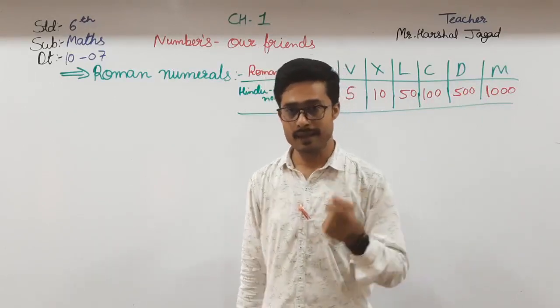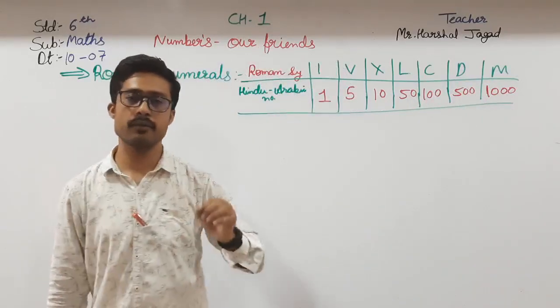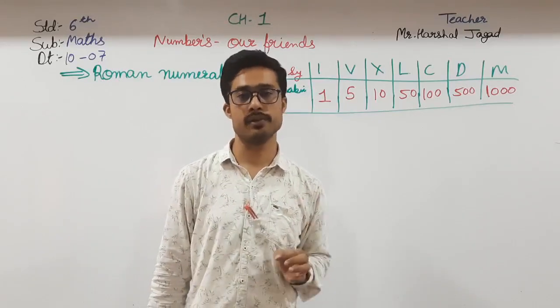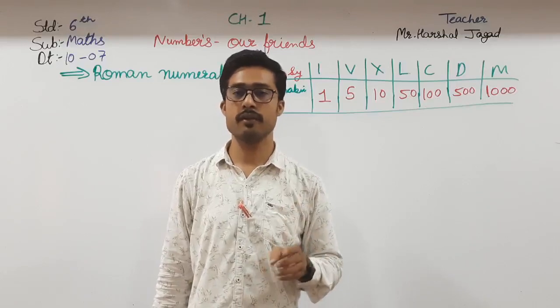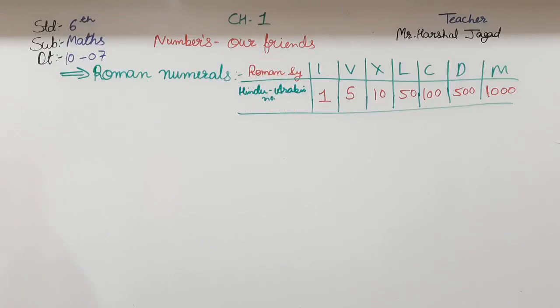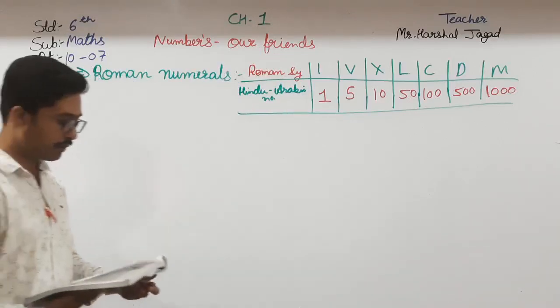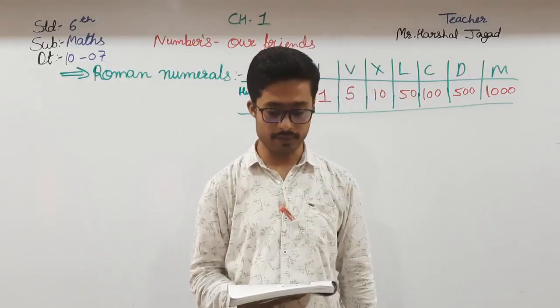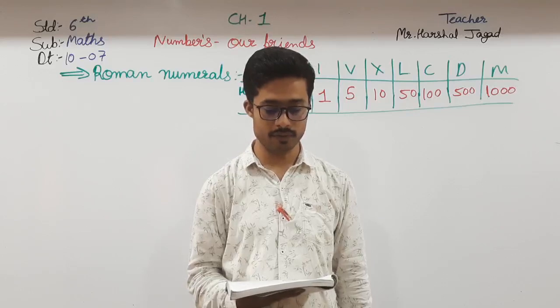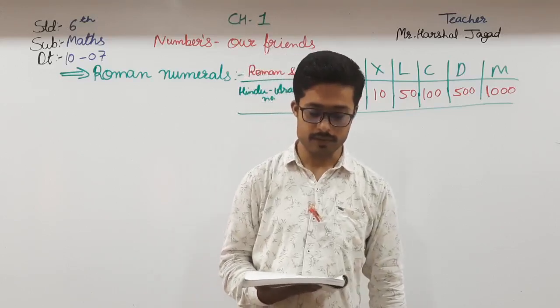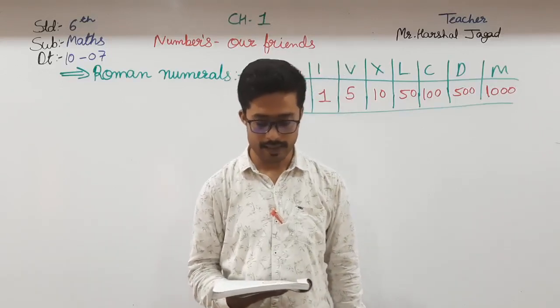Okay, students. Now, moving forward, there are some rules for this. So let us see one by one all the rules. First of all, we will just read the introduction part of it. One of the earliest systems of writing numerals is the Roman numerals. This system is still in use in many places. For example, some clock faces show numbers in Roman numerals. We use Roman numerals to write a number list, etc.